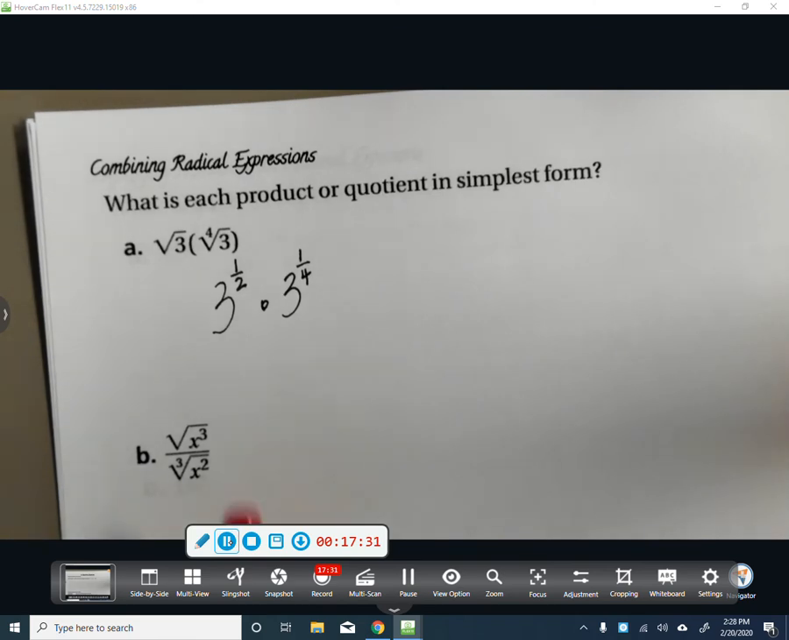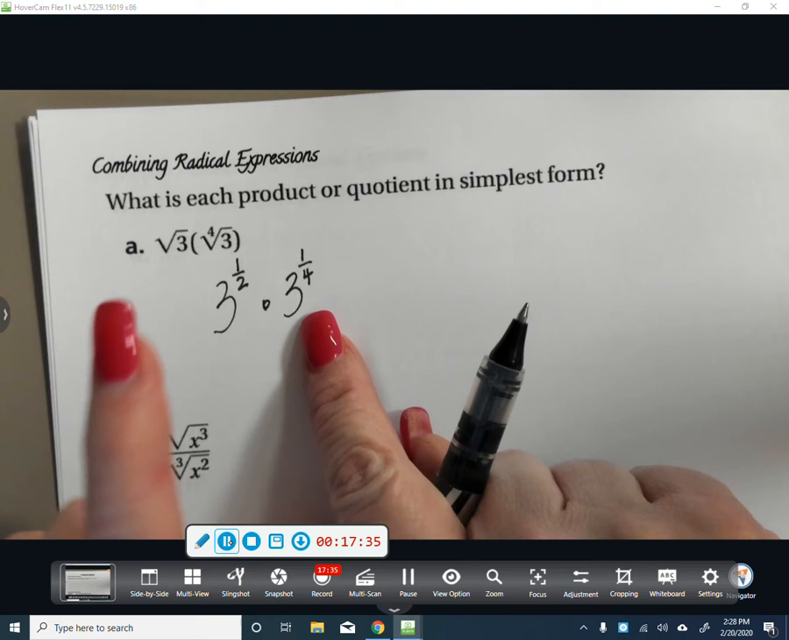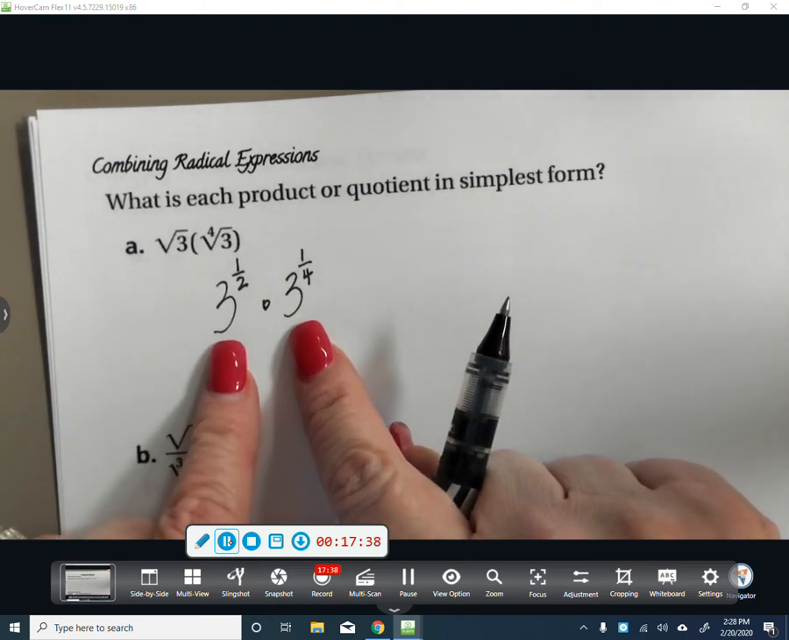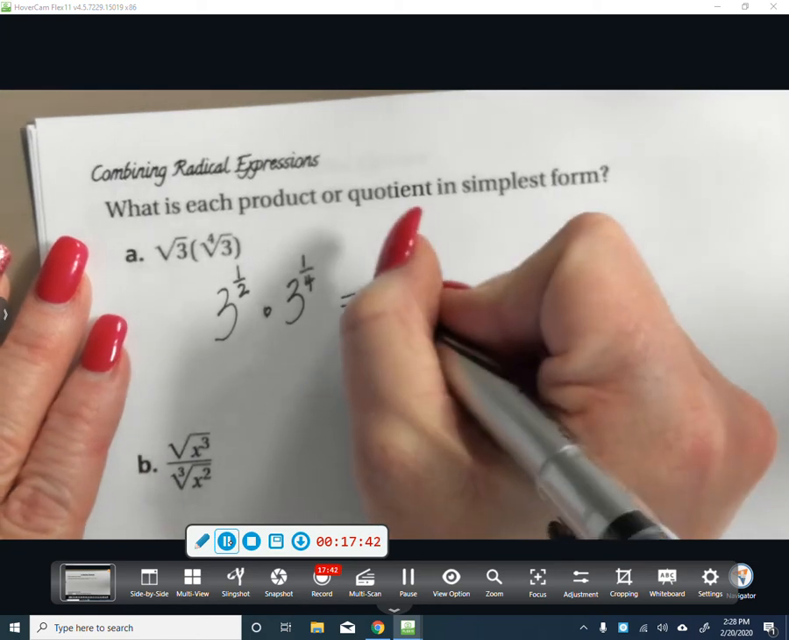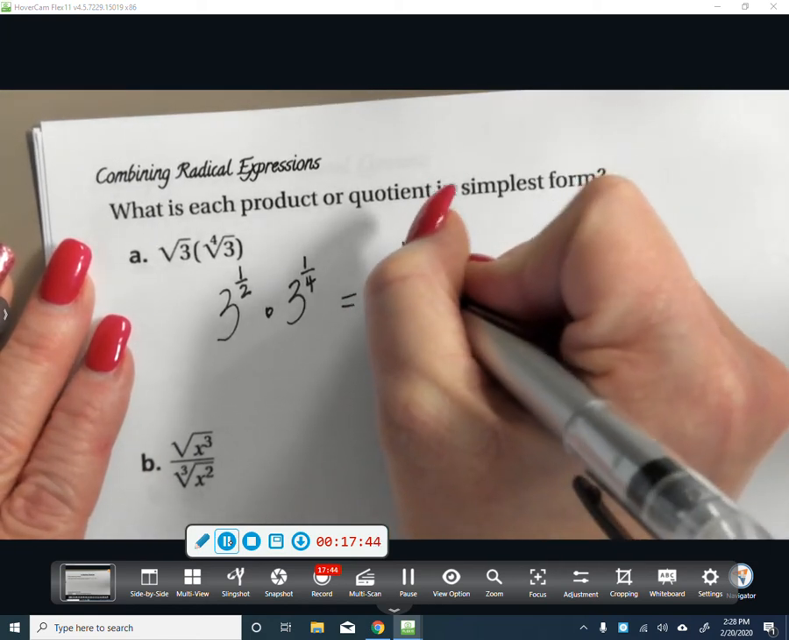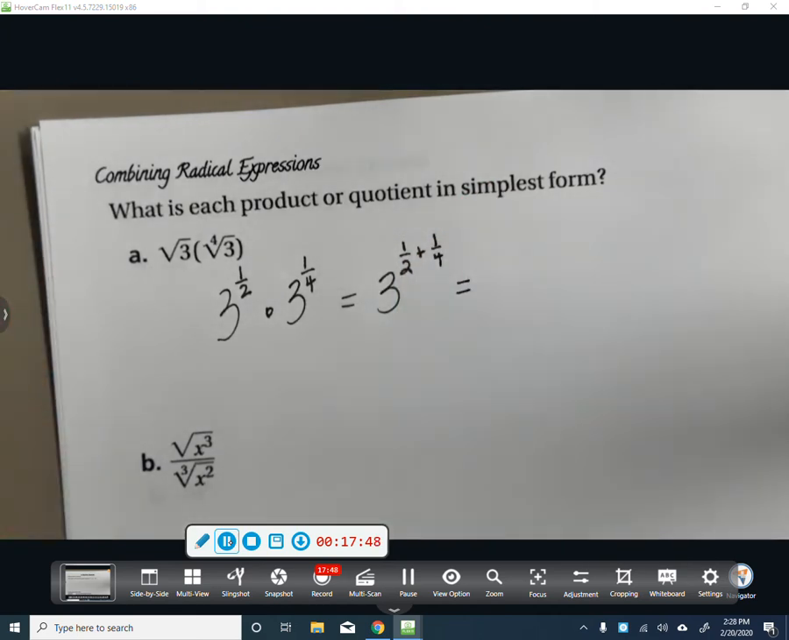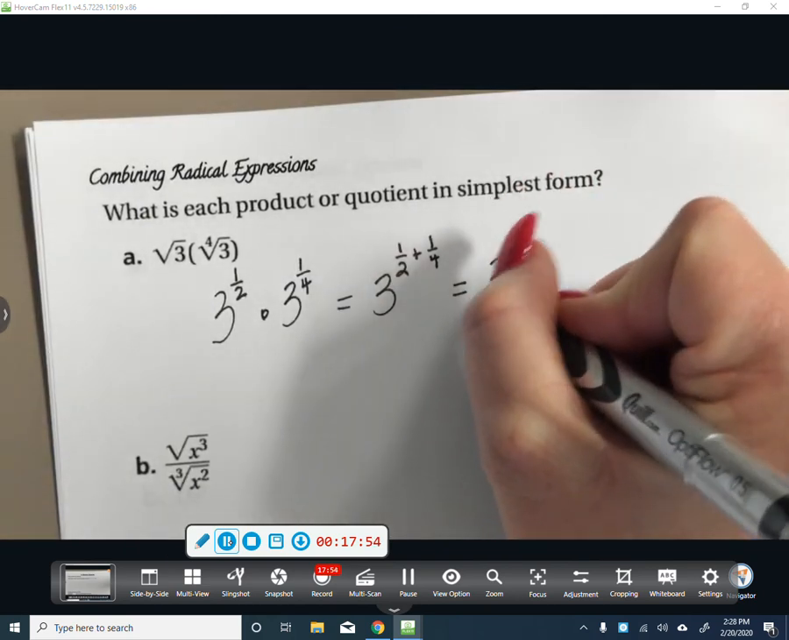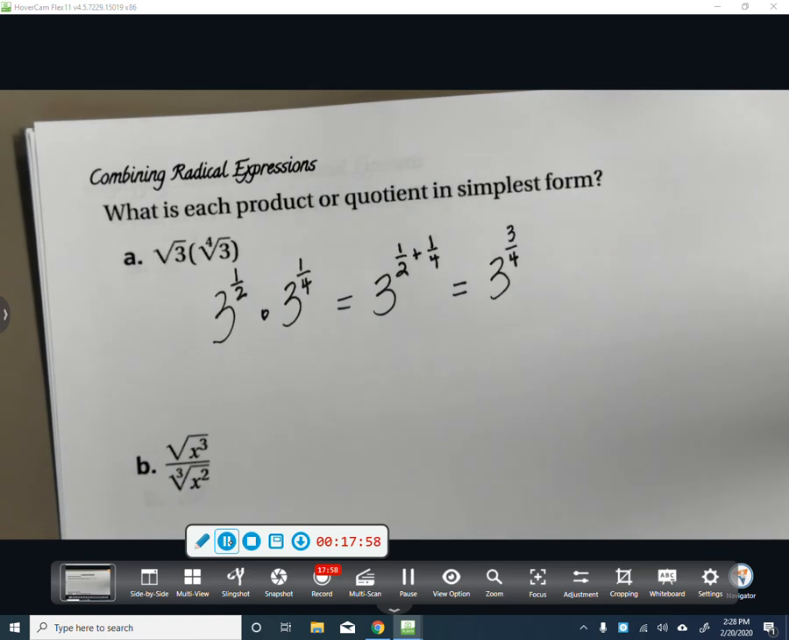Now, are my bases the same? Both of them are 3's, right? So if your bases are the same and you want to multiply them, what do you do with the exponents? Add them. So this is what I'm going to do. I'm going to take my 3 and I'm going to take my 1/2 plus my 1/4, because anytime I multiply like bases, I just add the exponents. So this is 3 to the 3/4 power, because 1/2 plus 1/4 is 3/4.